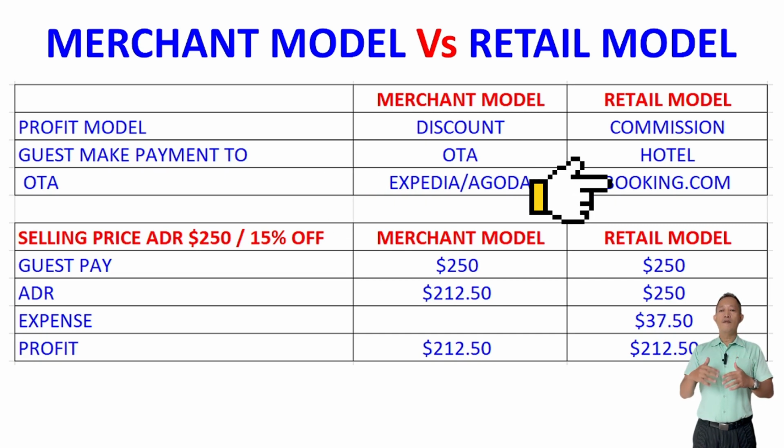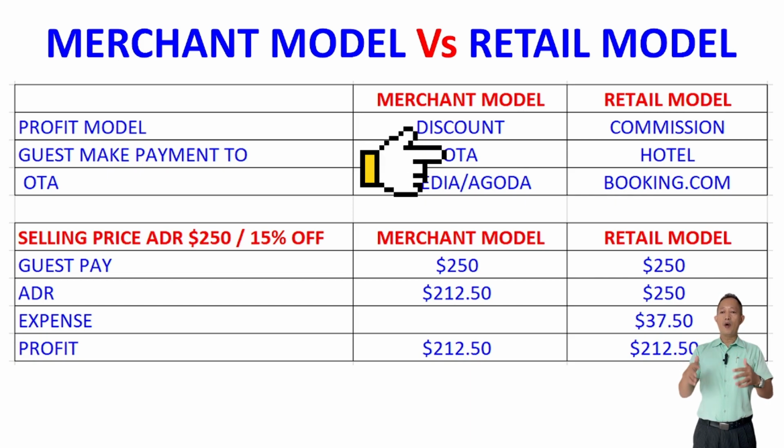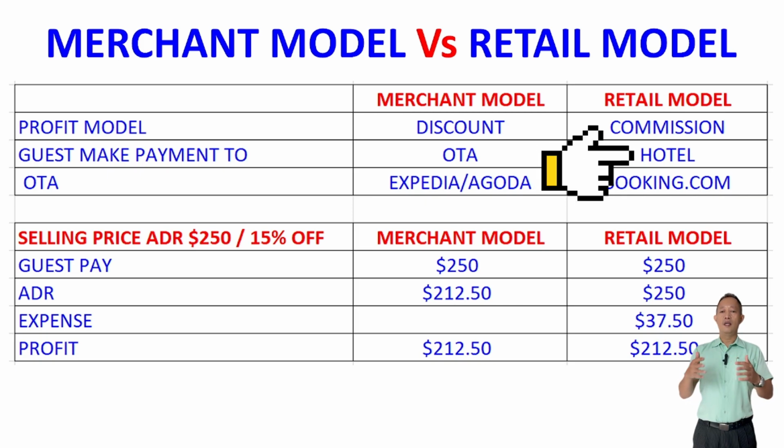So, if I am a customer making a booking online through Expedia or Agoda.com, I will pay to the OTA. I do not pay to the hotel. If I make a booking through Booking.com, I will pay upon check-in at the hotel. That is different. So, with this understanding, we can calculate our profit.